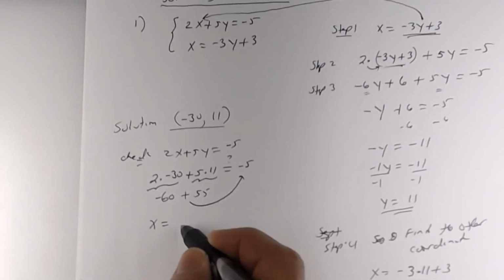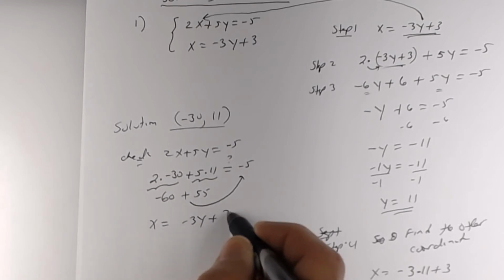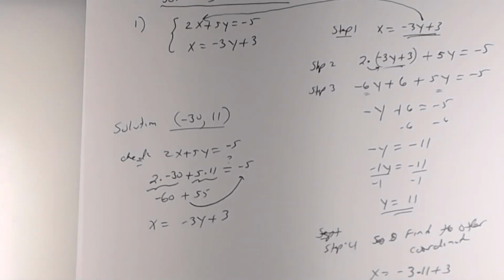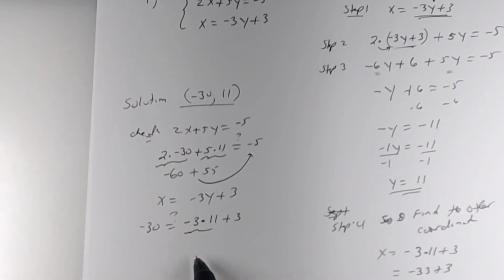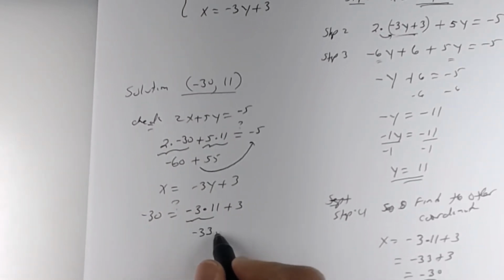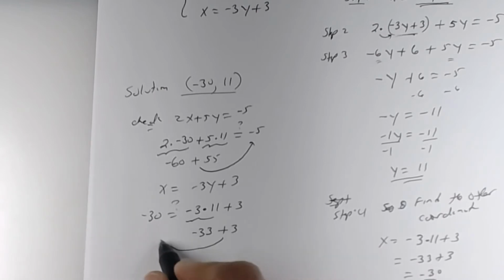Now let's check the other one. x equals negative 3y plus 3. Since we're saying this is the solution, it better satisfy that equation as well. What's x? Negative 30. So I want to see if that's going to equal negative 3 times y, what's y, plus 3. What's negative 3 times 11? And what's negative 33 plus 3? Negative 30. All right, so it checks out. So that's substitution. Let's do another substitution.